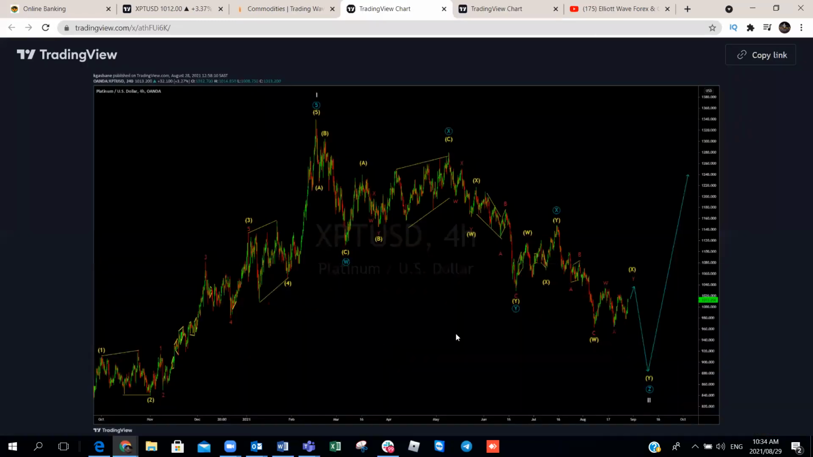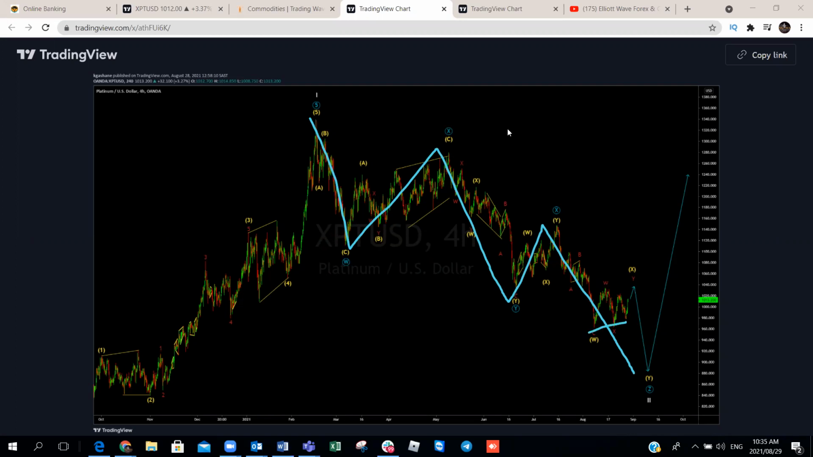Platinum 4-hour. There is the 4-hour WXYXZ. So we looked for platinum to come down as low as the 800s before we push to the upside. Okay, so let's see how this is going to play out in the next coming session. We are currently here on platinum.